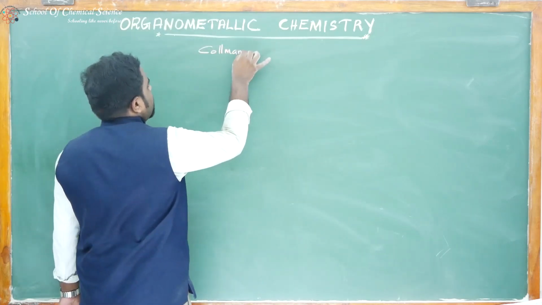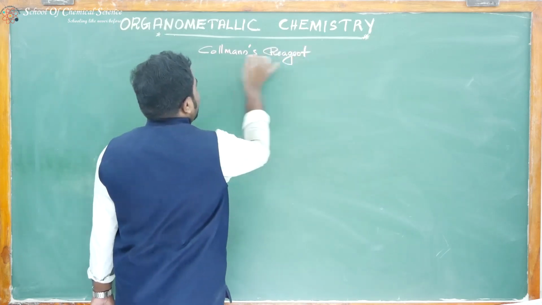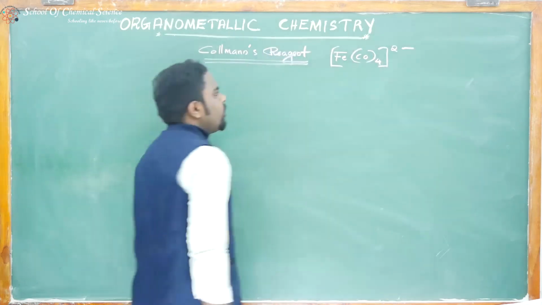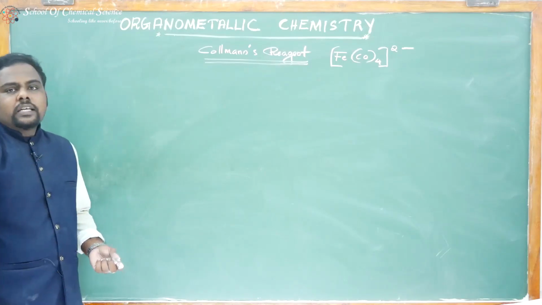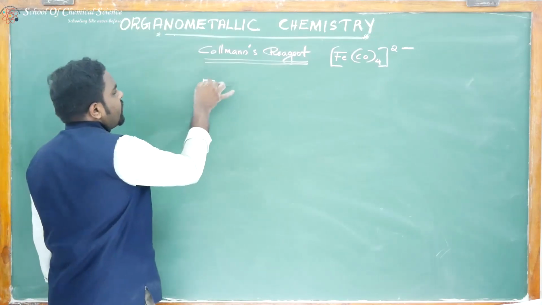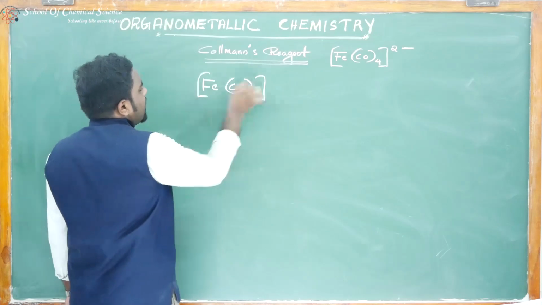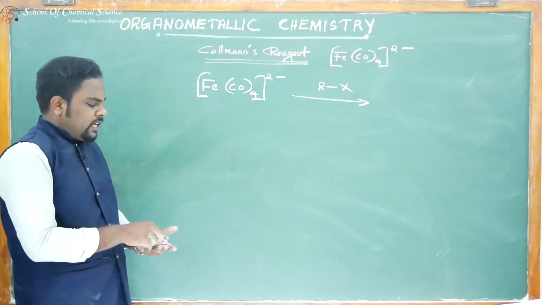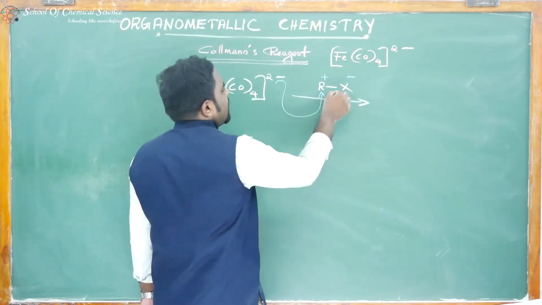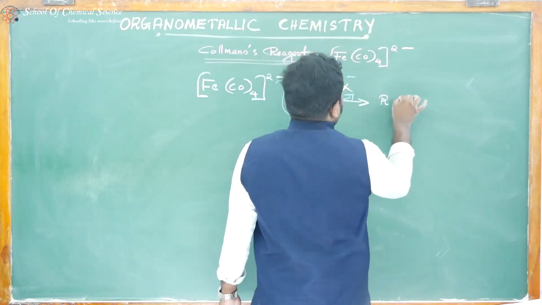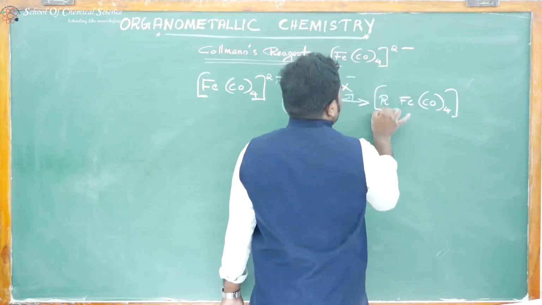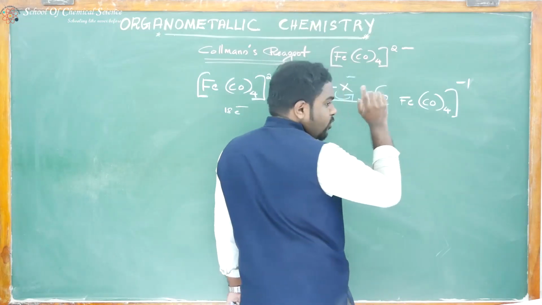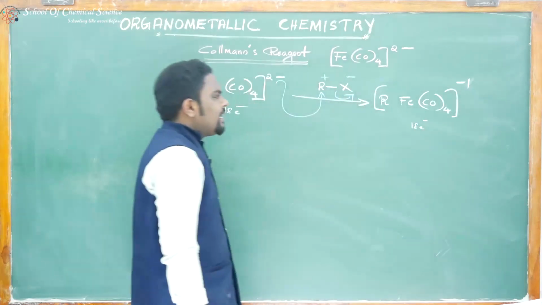Then the very useful Collman's reagent. Fe(CO)4 2 negative is called Collman's reagent, a very useful reagent in synthetic organic chemistry. Fe(CO)4 2 negative, this is a carbonylate ion, on reaction with alkyl halide RX. What will be the reaction? Nucleophilic addition. Definitely this negative charge will attack an electrophilic center. Halide is eliminated, so your product will be RFe(CO)4, 2 negative becoming 1 negative. Why? Because 8 plus 8 is 16, plus 1 for the alkyl group, which is a 1 electron donor, is 17, plus 1, so the product is an 18 electron species.